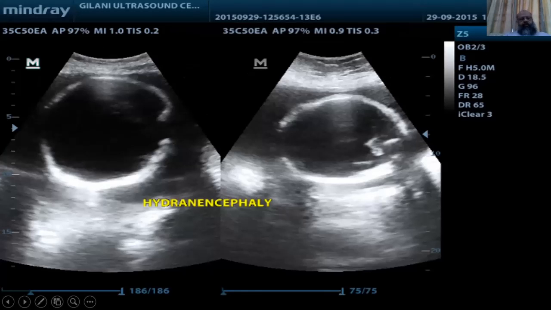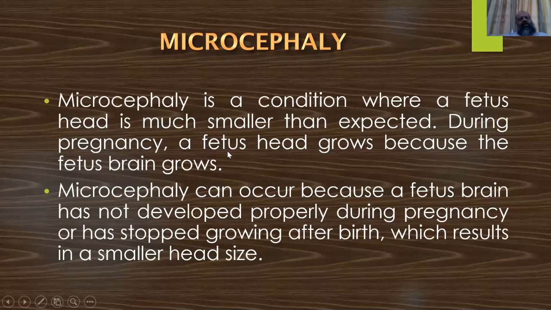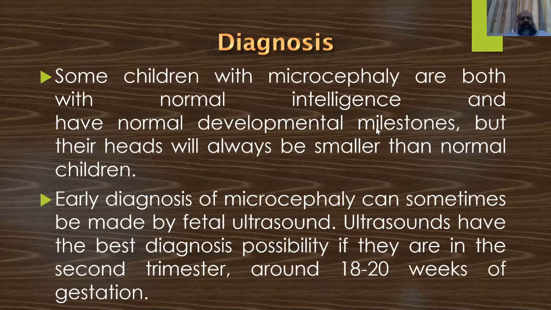Then comes the microcephaly. This is the normal head and smaller head. Microcephaly is a condition where a fetus head is much smaller than expected. During pregnancy, a fetus head grows because the fetus brain grows. Microcephaly can occur because the fetus brain has not developed properly during pregnancy or has stopped growing after birth, which results in a smaller head size. Some children with microcephaly are born with normal intelligence and have normal development milestones, but their head will always be smaller than normal children. We also call them constitutionally small heads. They are smaller in biometric parameters, but they are normal functionally.